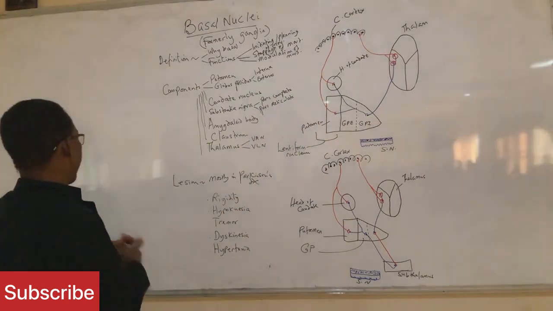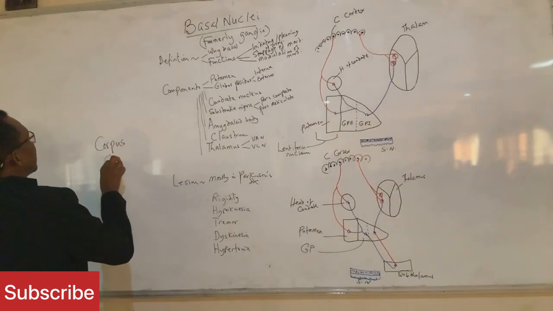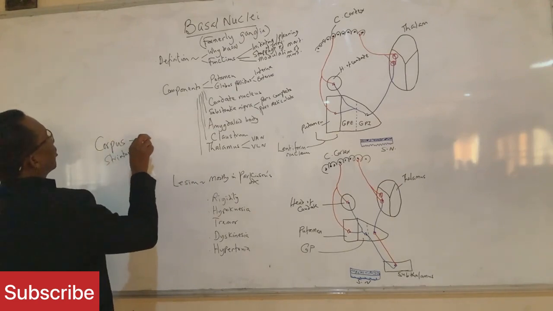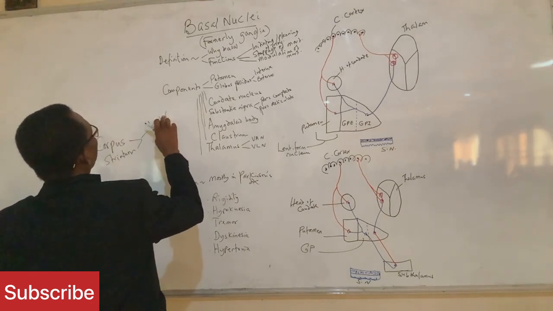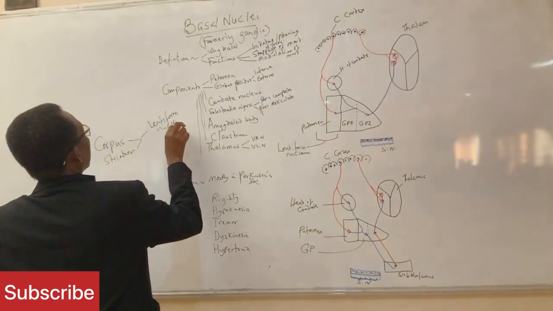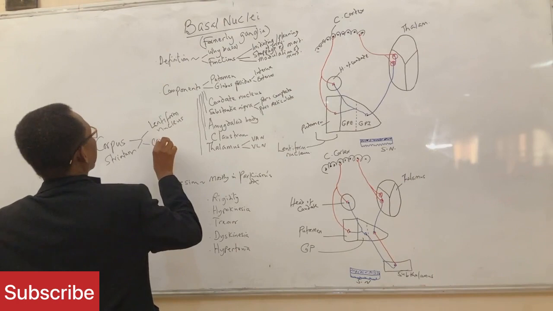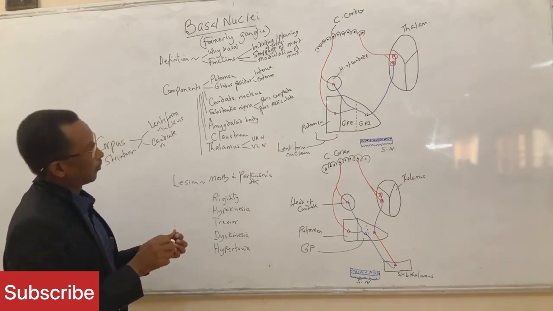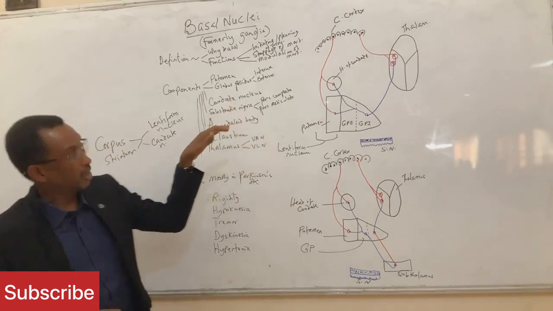So the corpus striatum is a combination of the lentiform nucleus and the caudate nucleus. So now we've seen some of the components of the basal nuclei.